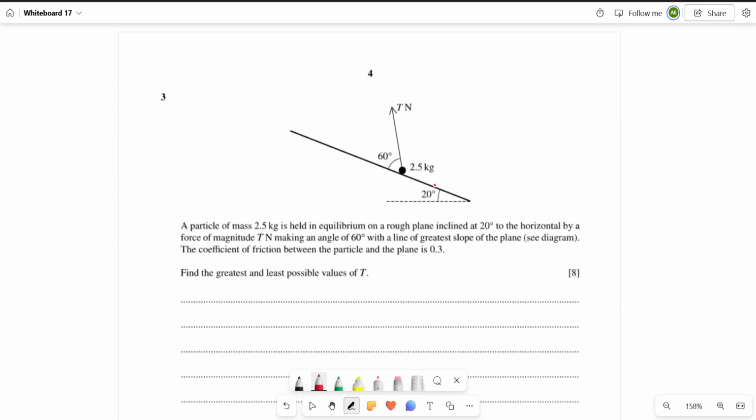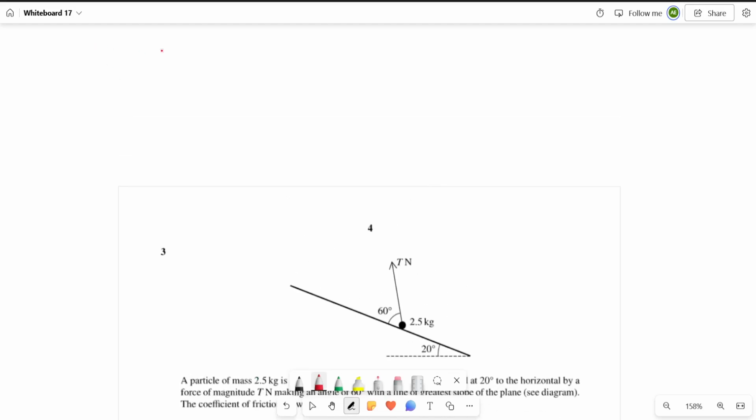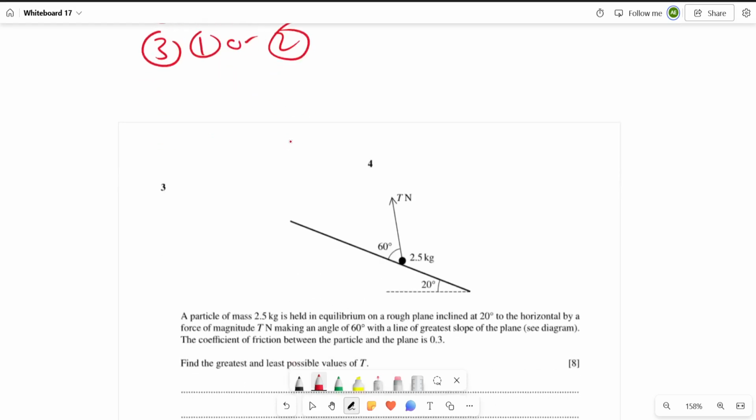So first, let's start by doing our 3 steps again. The first step is the axes, free body diagram, and then scenario 1 or 2. So first of all, axes: again, the x-axis is going to be parallel to the slope and the y-axis is going to be perpendicular to the slope.